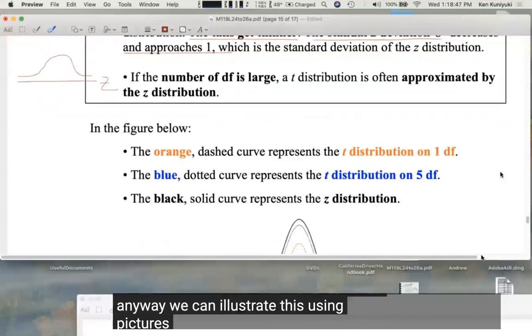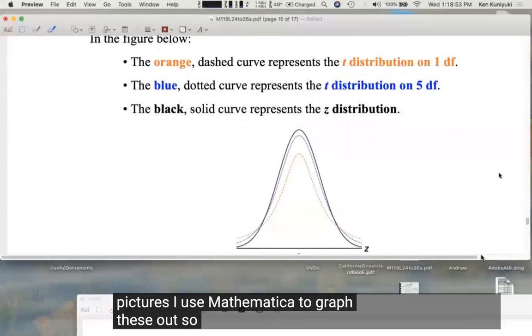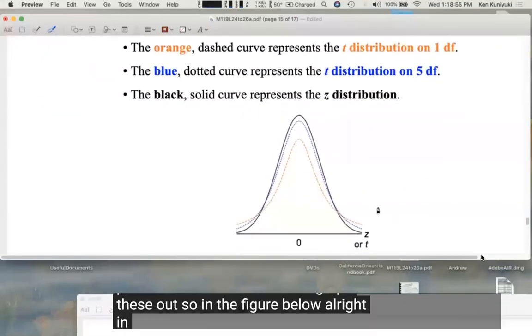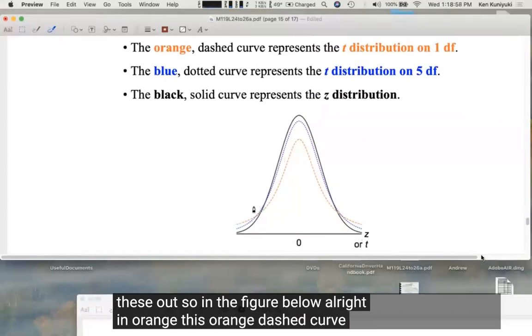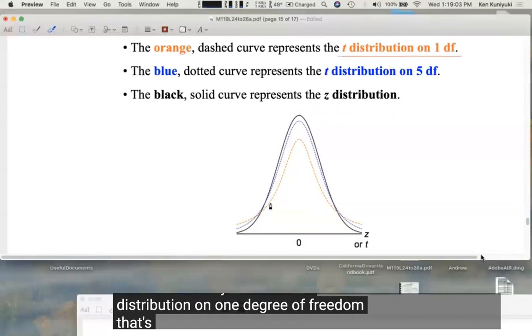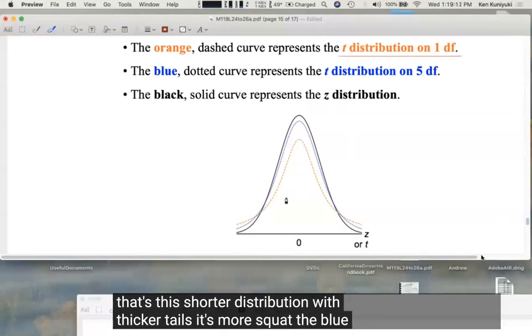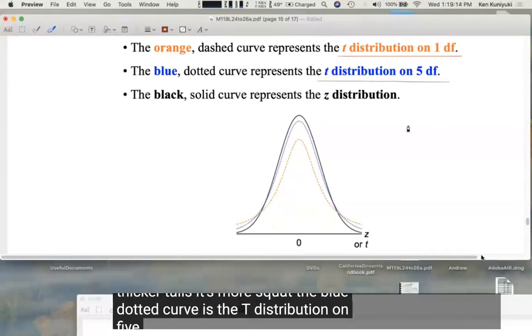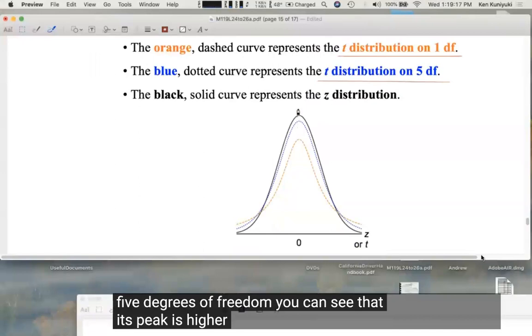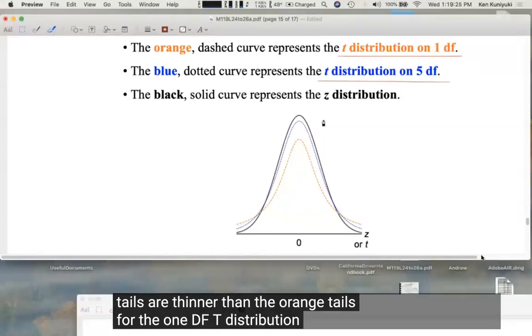We can illustrate this using pictures. I used Mathematica to graph these out. So in the figure below, this orange dashed curve is the density curve for a t distribution on 1 degree of freedom. That's this shorter distribution with thicker tails. It's more squat. The blue dotted curve is the t distribution on 5 degrees of freedom. You can see that its peak is higher up here, and its tails are thinner than the orange tails for the 1 df t distribution.